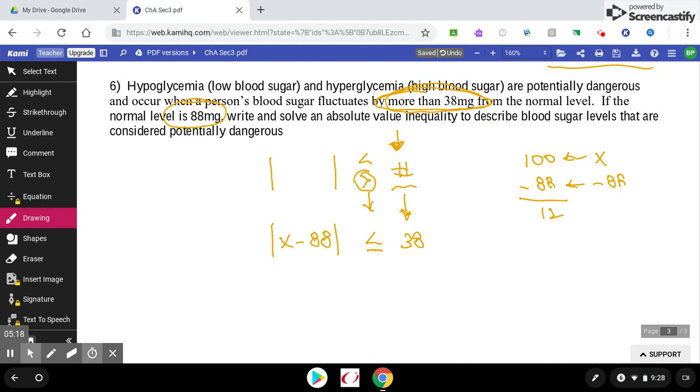X minus 88. Now, on the other end of that coin, let's say my level's at 50. Well, if I subtract 88, I get negative 38. We didn't want a negative sign, but, hey, what does an absolute value do to that? Makes it positive. And that's what this problem is doing. Look at the example I just made up out of the blue. 50 would be really in danger, because if your level was 50, you are literally off by 38, and that's the max. So, hey, time to make a trip to the emergency room, I suppose.